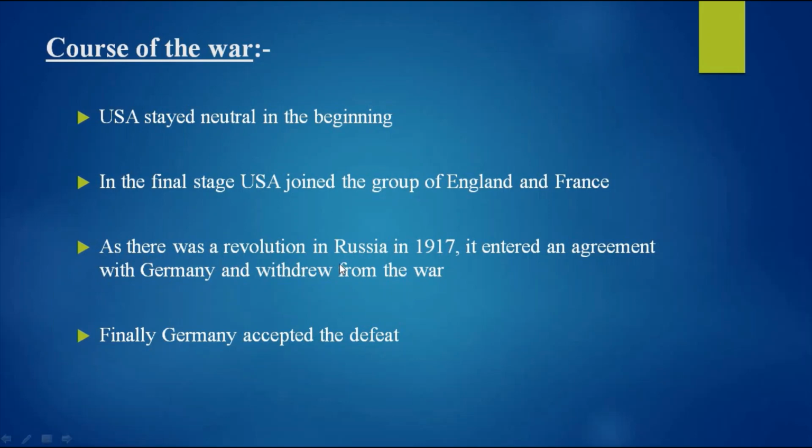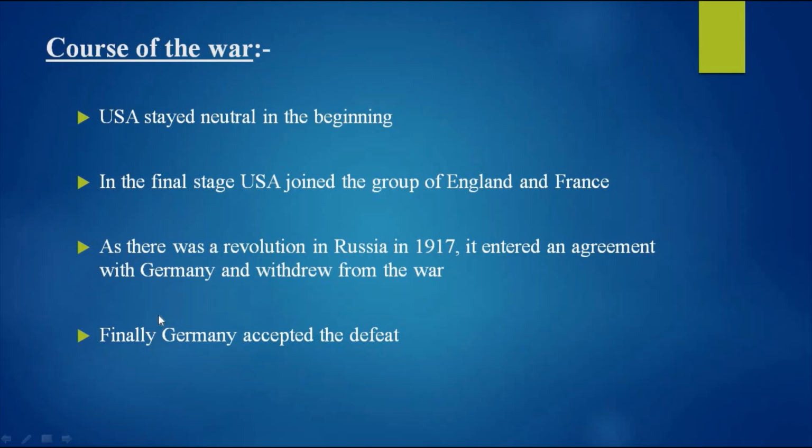There was also a revolution in Russia in 1917. In 1917 the Russian Revolution started, so Russia could not participate in the war. It entered an agreement with Germany and withdrew from the war. Russia told Germany it would not be in the war, and stopped fighting, so it went out of the war.